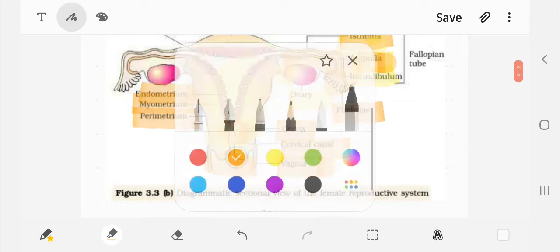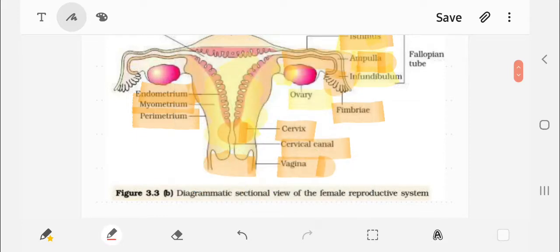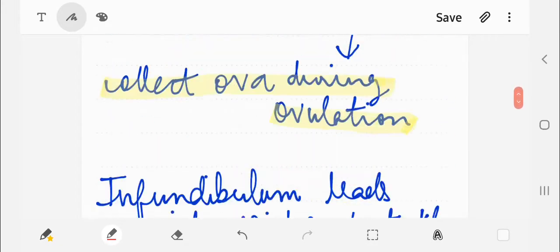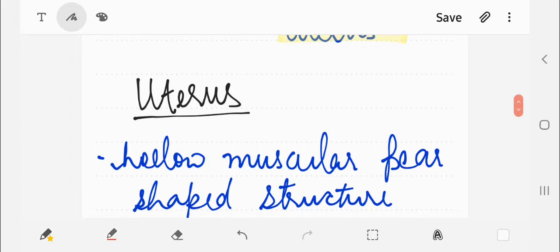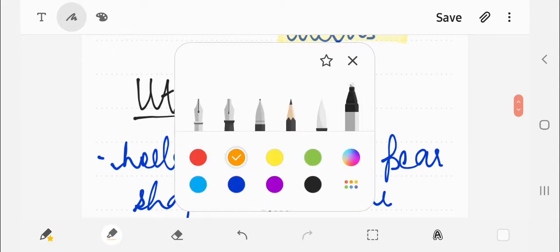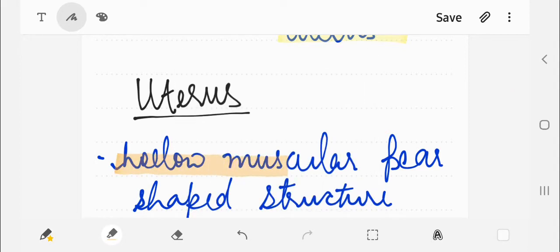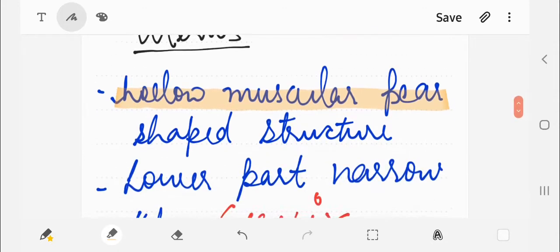Now let's look at the various functions of these layers, which is very important. So the first layer is being known as our uterus, that is the hollow muscular pear-like shaped structure.